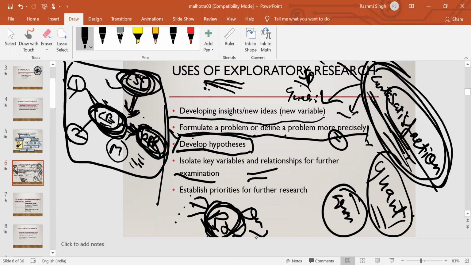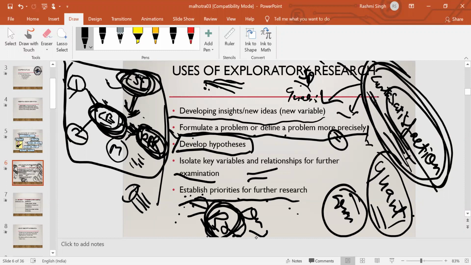Further, you will establish the priorities for further research. Just like in movies, at the end they show that something new and a new chapter will be coming, a new addition will come in it. So they have given you some clue about what will happen in the coming episode. That is how they establish priorities for further research.